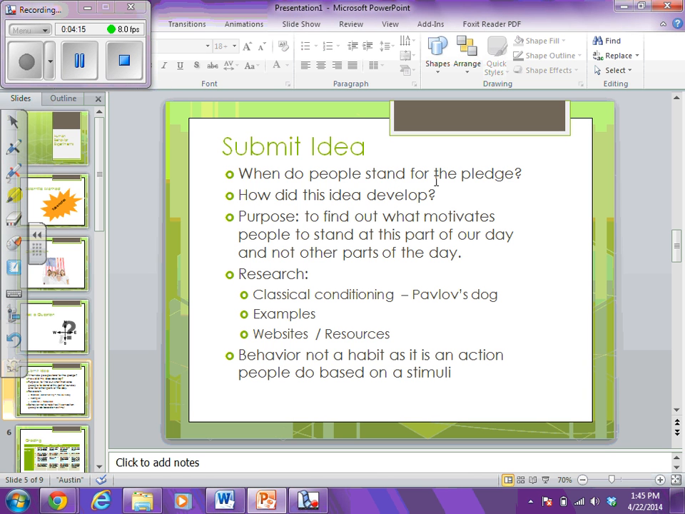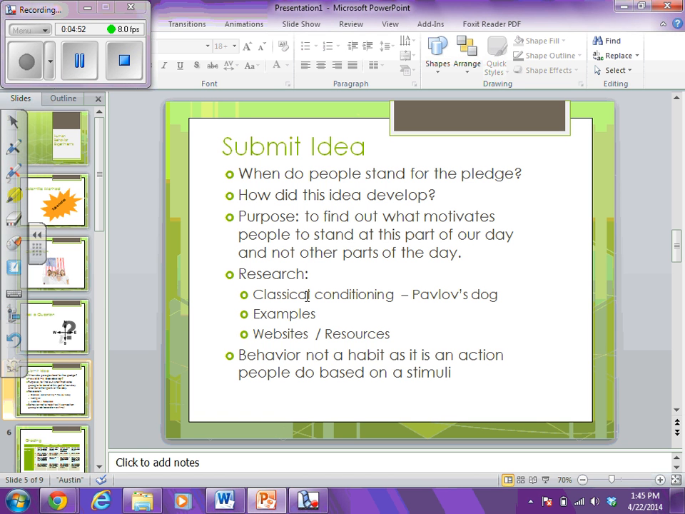which would be emailed to me. And some people have already emailed yours, and you may want to relook at them, and that's why I'm sharing this. So, the idea is, when do people stand for the pledge? I can share again how it developed. You may want to put this in your paper later, so you may want to just write it out because then you have it typed anyway. I have my purpose, and we were trying to find out what motivates people to stand at this part of the day and not at other parts of the day, because the announcements go all the time and nobody just stands up. So there has to be something specific about this time of the day when they stand.